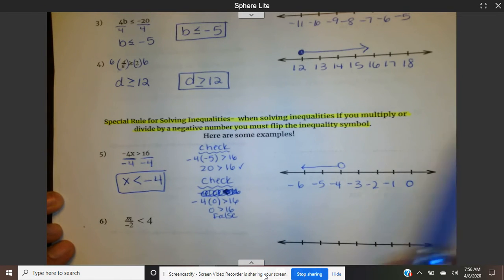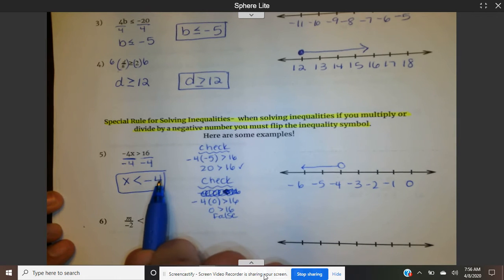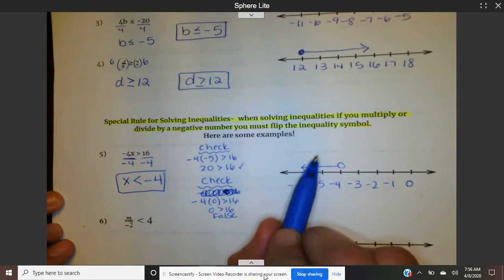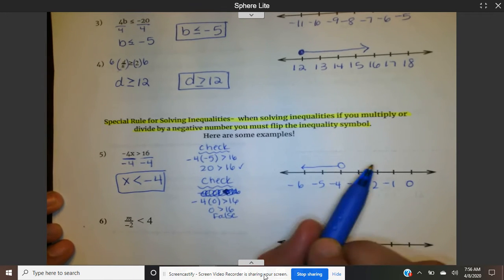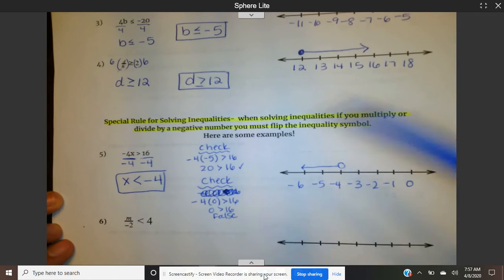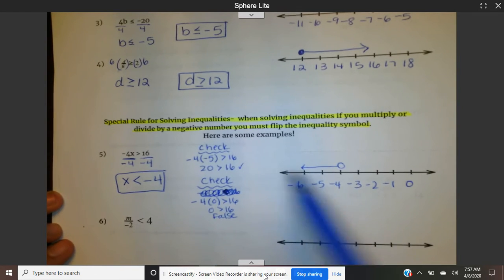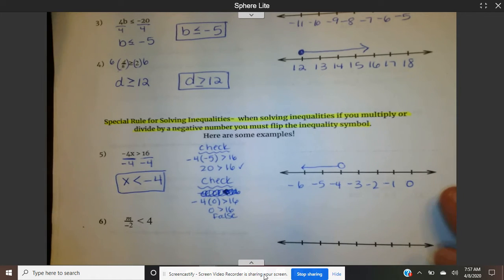Okay? So again, if you notice, you know that the circle is going to go above negative 4 because that's our solution, but then we have to think about which way we need to draw our arrow, and we just checked that if we went towards 0, that is false. Any of these numbers would be false, okay? But if I shade the other way, then it ends up being true.